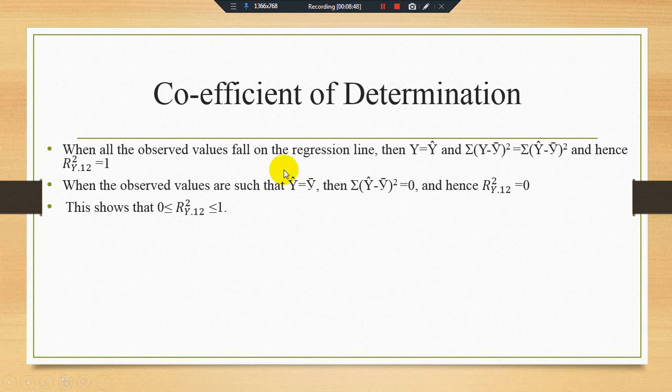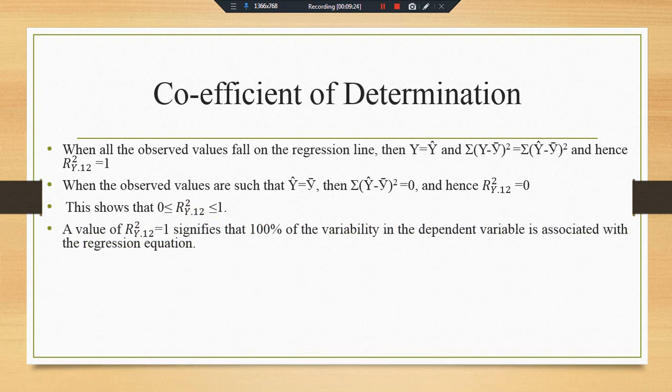Okay, this means that our r square value lies between 0 and 1. So keep it in mind, between 0 and 1. When we have 100% variation explained by our independent variable, then r square is equal to 1, and when our explanatory variable is unable to explain any variation in our dependent variable, then our r square is equal to 0. So this means that our r square lies between 0 and 1.